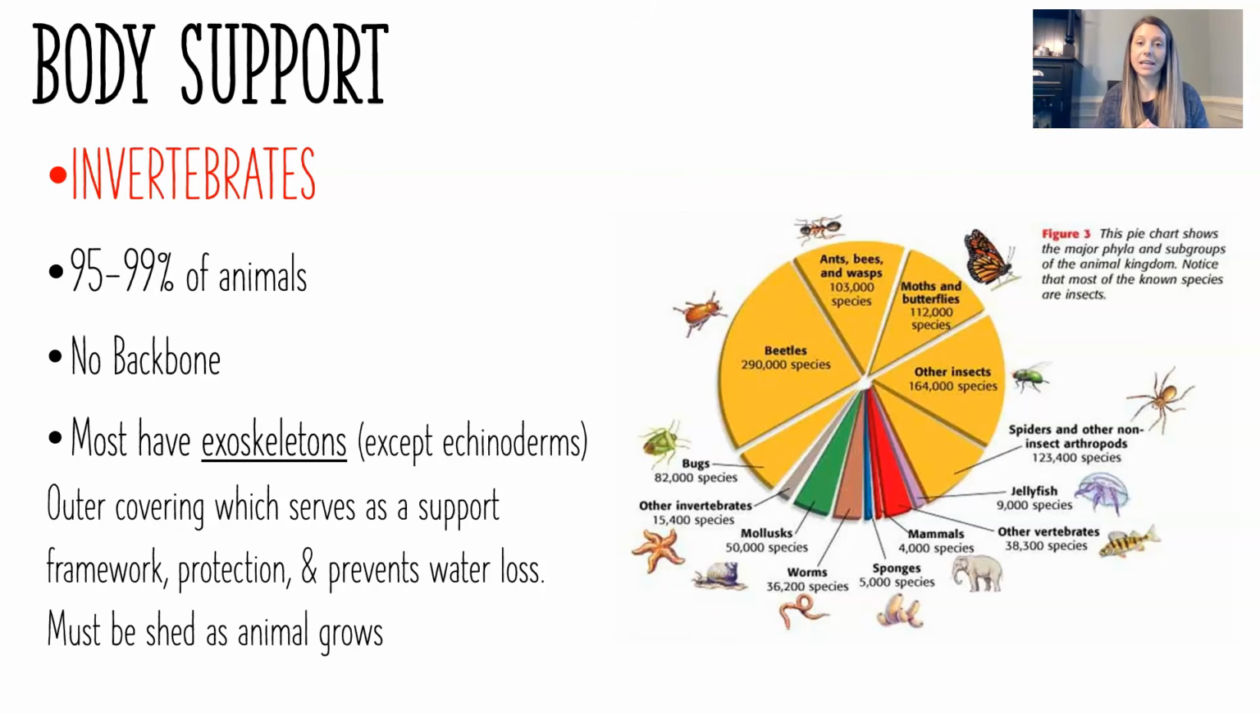Now, you probably have heard that animals can be grouped into two major categories, invertebrates and vertebrates. The majority of animals, 90 to 99%, and remember we don't know all the animals that exist in the world, are what we call invertebrates. Those are animals that do not have a backbone. The majority of invertebrates do have exoskeletons, or skeletons on the outside of their body, except for echinoderms, which have endoskeletons. Exoskeletons are outer coverings which serve as a support framework. They provide protection and prevent water loss, but exoskeletons don't grow with the animal, so they have to be shed as the animal grows.